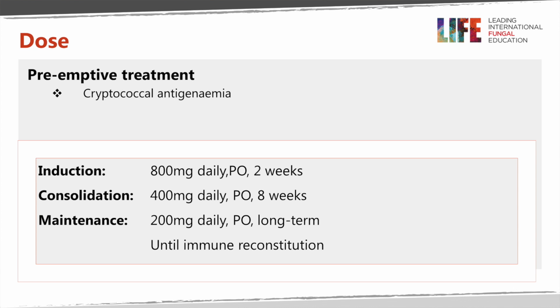We can use fluconazole preemptively in the setting of cryptococcal antigenemia, and the induction dose is 800 milligrams, followed by consolidation 400, and eventually maintenance dose of 200 milligrams daily.